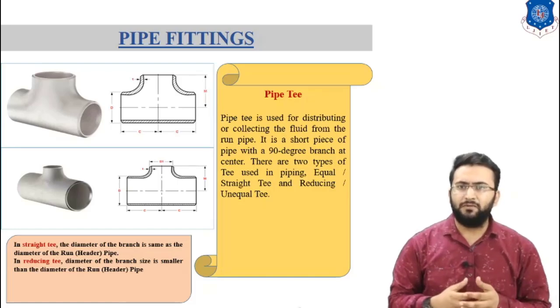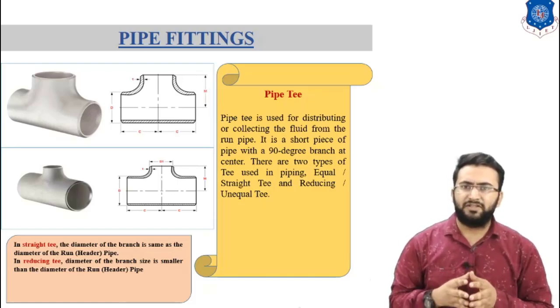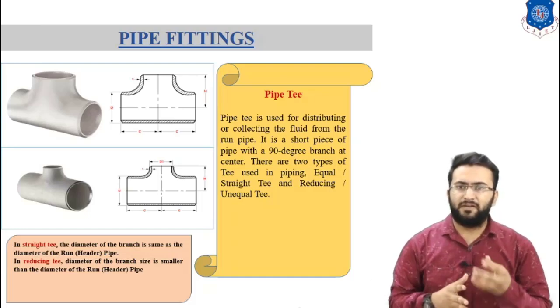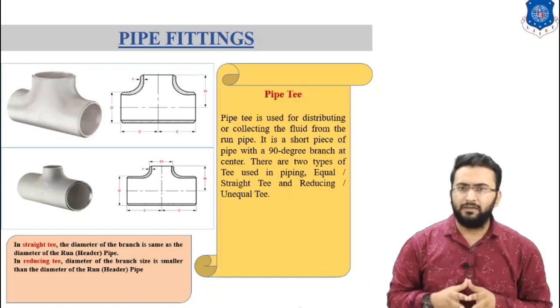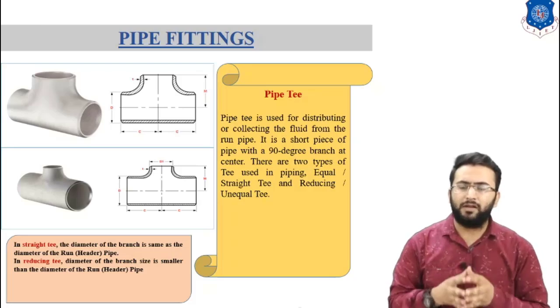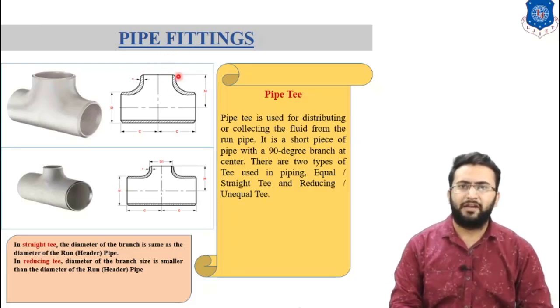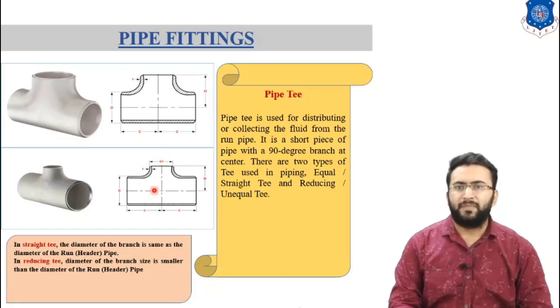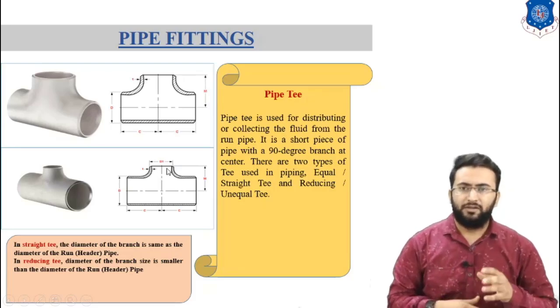T. Straight T means the diameter of the branch is the same as the diameter of the run pipe or header. In a reducing T, the diameter of the branch is smaller than the diameter of the run or header pipe. So we can say that this is one header pipe or run pipe, and the diameter of both ends is the same. That's why this type of piping T is known as a straight T. In this figure, we can clearly see that the diameter of the header is lesser than the diameter of both ends. That's why this type of T is known as a reducing T.